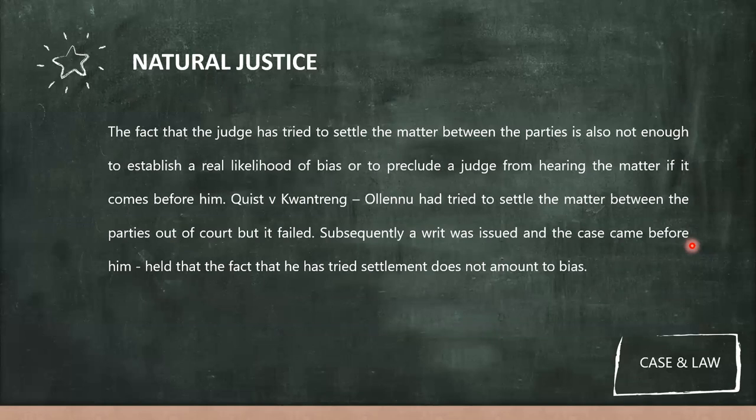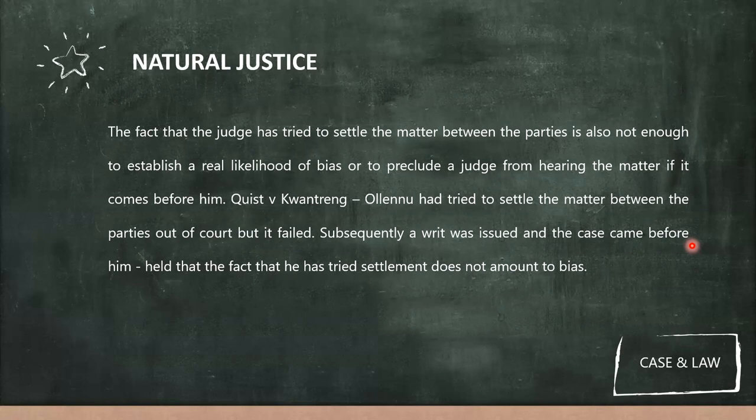So then again, the fact that a judge has tried to settle a matter between parties is also not enough. Same with Quist versus Quatrim, where Justice Olenu, as a judge, had tried to settle the matter amicably before the parties. It failed, and now the matter came to the court for Justice Olenu to settle. They were of the view that since he had attempted to settle the matter, it's possible he will be biased. But the court was of the opinion that the fact that he had attempted to settle the matter amicably earlier was not enough grounds to prove that Justice Olenu was going to be biased.